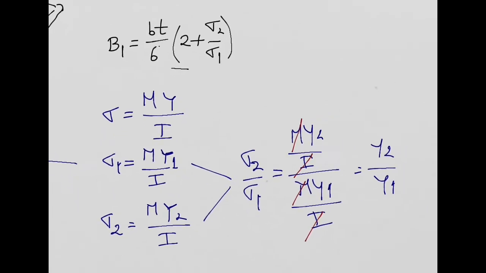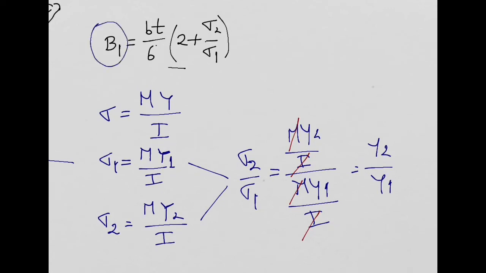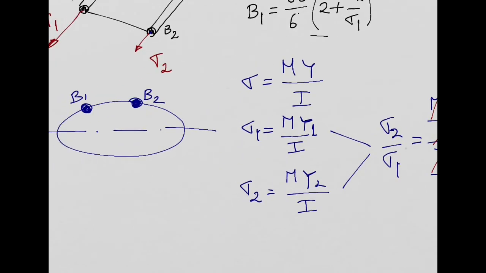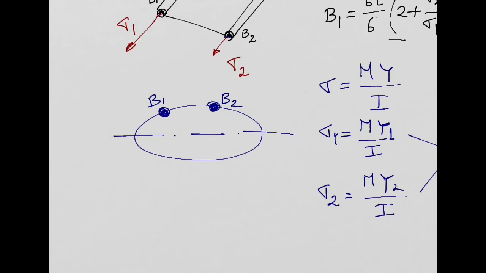Look at this. I'm looking for the area of boom 1, but I don't know the ratio between these two stresses. But I do know that this ratio is equal to the ratio of the distances to the neutral axis of these two booms. And that is something that we know, because you know the geometry of your wing, you know where you want to put your booms, so you know the distance to the neutral axis of the booms. Then the problem is solved.